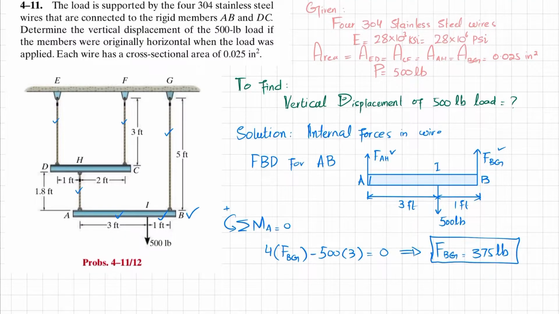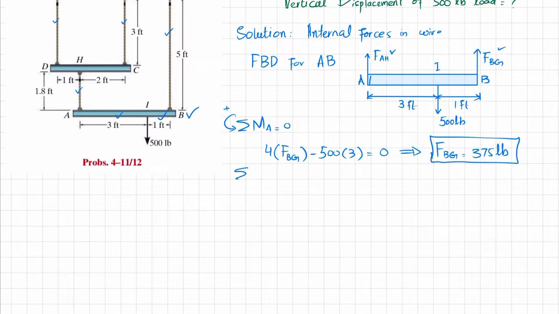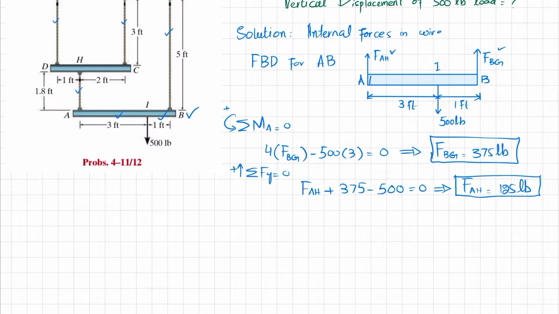Now you have this 375 pounds. You will apply another equilibrium condition: the sum of all forces along the y direction must be equal to 0, taking the upward force as positive. So there are three forces. One is upward, the other one is upward, and the lower one is downward. Their sum must be equal to 0. So FAH plus FBG, which is 375, minus 500 is equal to 0. From here you will get FAH equal to 125 pound. So these two forces have been calculated.